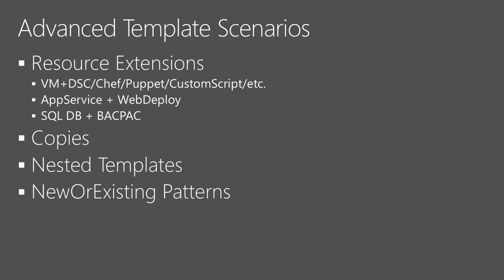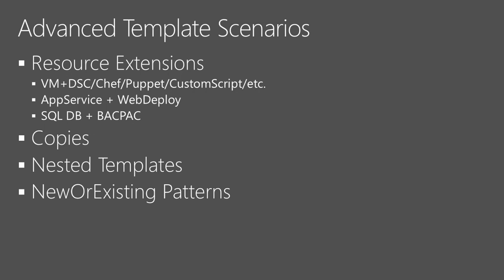So in the case of virtual machines, what does this look like? Well, this looks like DSC, Chef, Puppet, custom script extensions, so on and so forth. Many of you have already used these before with the classic compute model. So these function the same way that they always have, okay? For websites, or now app services, we have the web deploy resource extension format. And for SQLDB, just as an example, we support Backpack for DML and DDL initialization, okay?